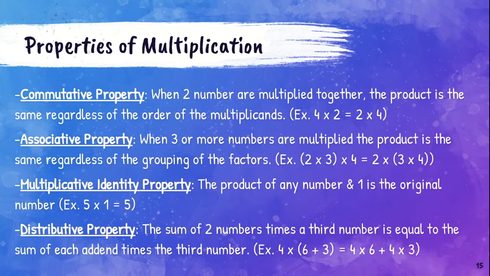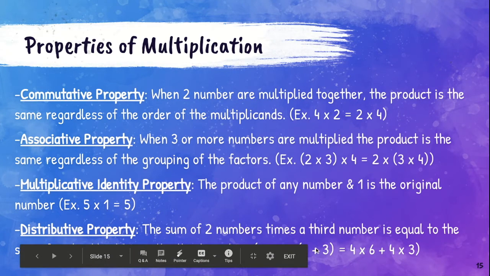And then last but not least, we have the distributive property. The distributive property says the sum of two numbers times a third is equal to the sum of each addend times the third number. For example, 4 times parentheses 6 plus 3 is the same thing as 4 times 6 plus 4 times 3.